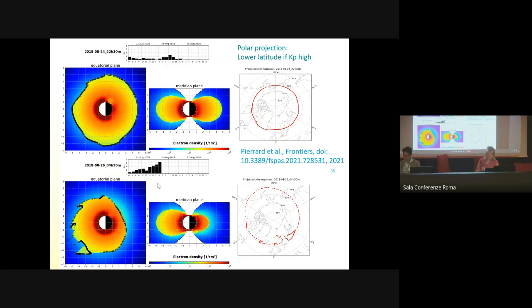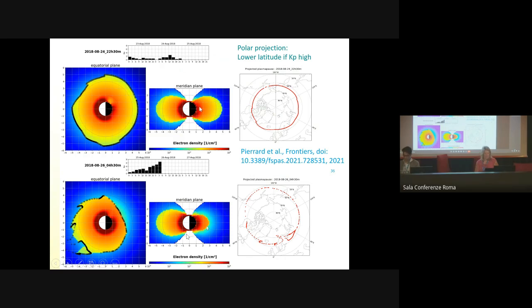Thus, as I explained before, when the geomagnetic activity is low, the plasmasphere is quite extended. You have here, for instance, a plasmapause around 5 Earth radii in the equatorial plane, and of course in the meridian plane as well. And when the activity increases, you have this erosion here in the post-midnight sector, and then the rotation that gives the plasmapause closer in all magnetic local times.